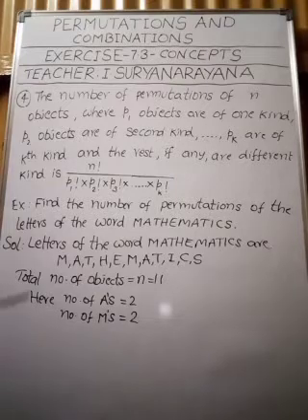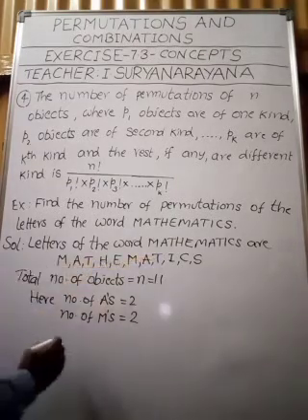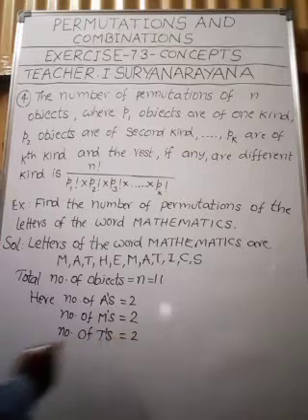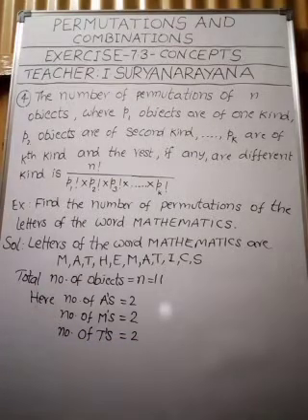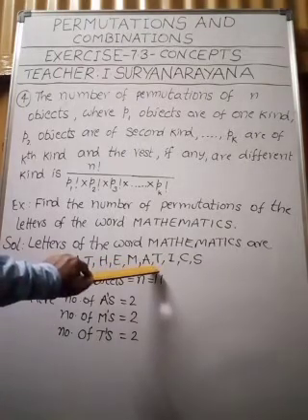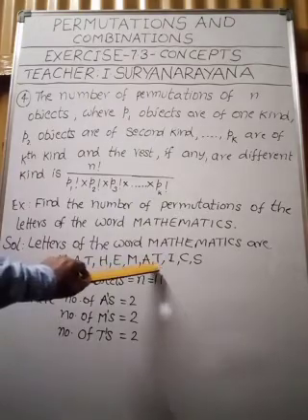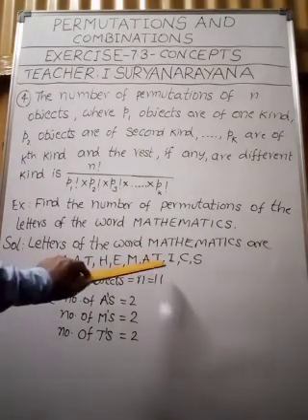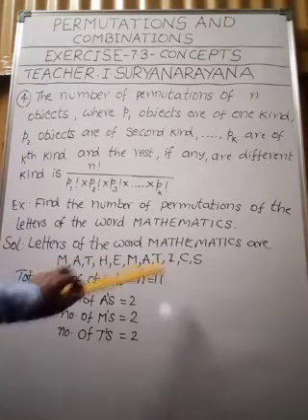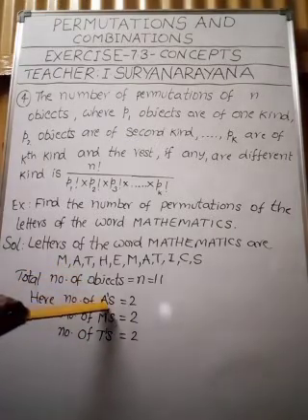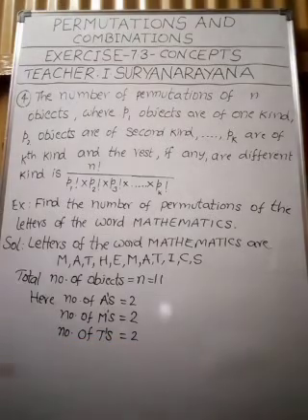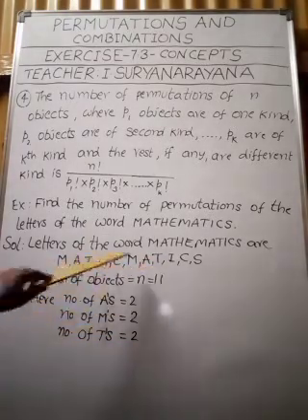Next, how many T's are there? 2 T's are there. These two letters are identical, of the same kind. They are said to be alike, identical objects. Understood this point, my children? Here 2 A's are identical, 2 M's are identical objects, 2 T's are identical objects. Are there any other identical objects in these letters, my children?